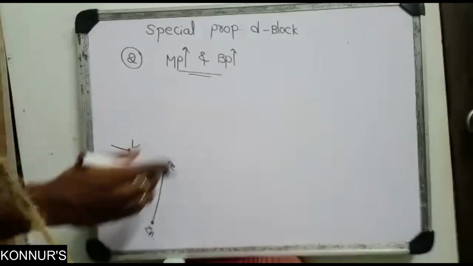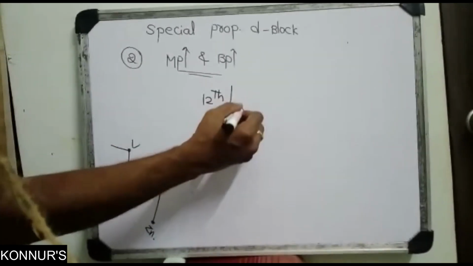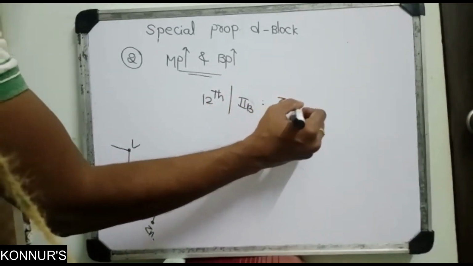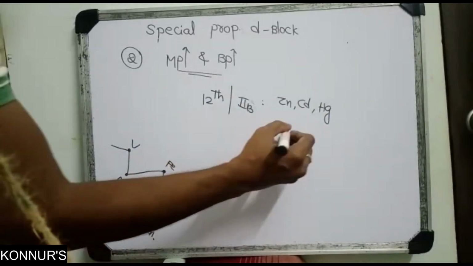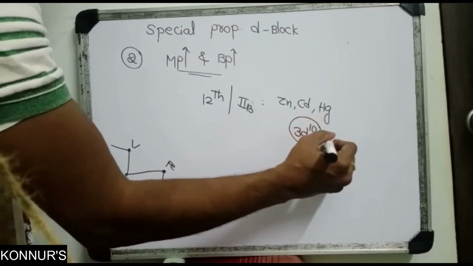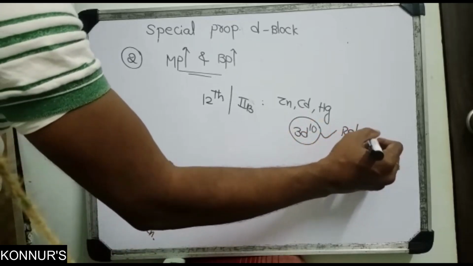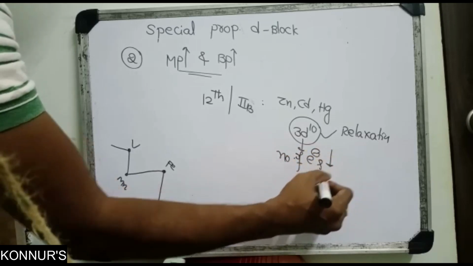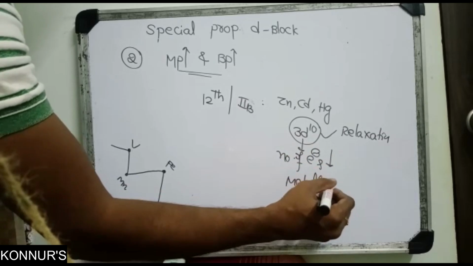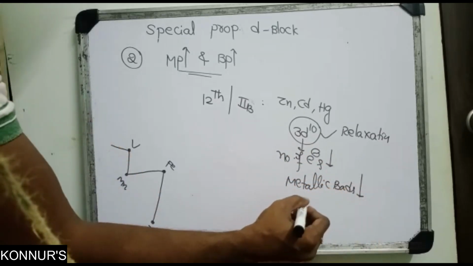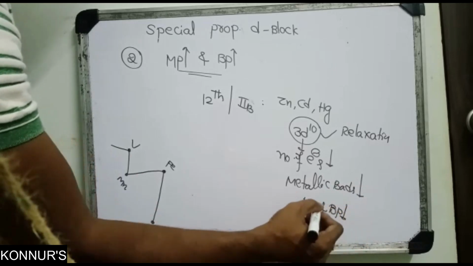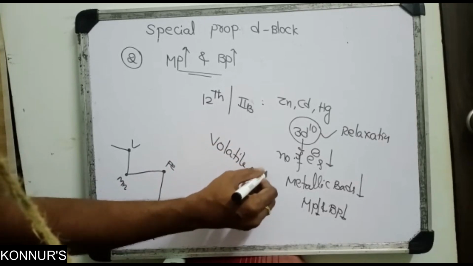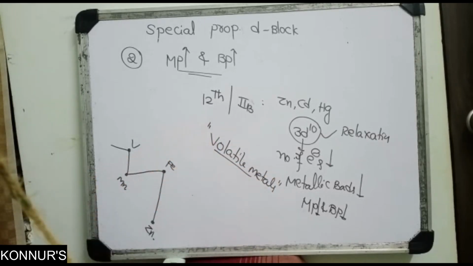Next, if you go to the last group elements, that means the 12th group, the second B: zinc, cadmium, mercury. This is a completely filled electronic configuration, 3d10. Because of the complete fill-up, relaxation came. The number of free electrons decreases, so metallic bonds decrease, which means the melting and boiling points are low. Because of the lowest melting and boiling points, these are called volatile metals.